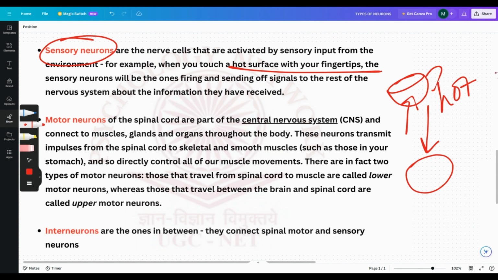Now when there is a hot item, if we touch it, we remove it very quickly. How do we remove it very quickly? That is not the work of sensory neuron. That is the work of motor neuron. When we get the information from the sensory neuron that something is hot, the brain sends you the signal back that you remove your fingertips or you remove your hand from that place. That work is done by motor neurons. It is part of the CNS and it connects muscles, glands, and organs throughout the body.